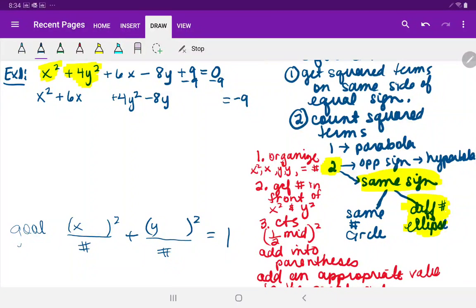It says to GCF the number in front of the square term. So this one doesn't have a number in the front of the square term. You could GCF out a 1 or you could just leave it. This one, it wants you to GCF out the 4 in front. So you have to figure out what was here. So positive 4 times y squared and positive 4 times negative 2y would go in there.